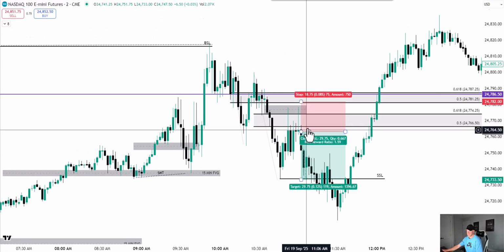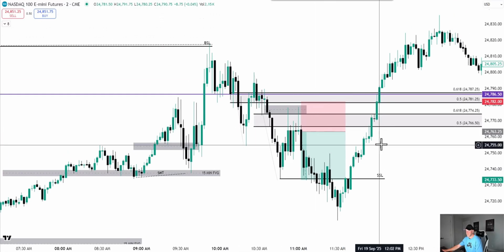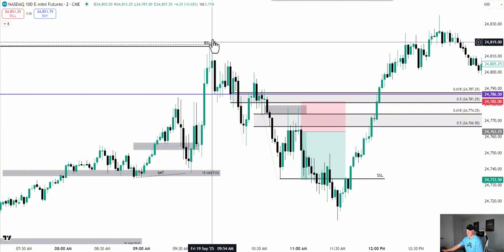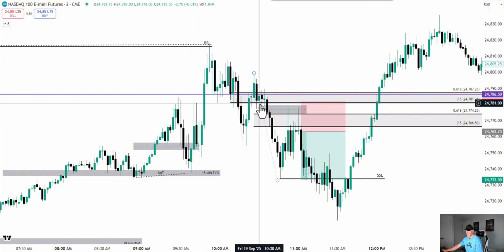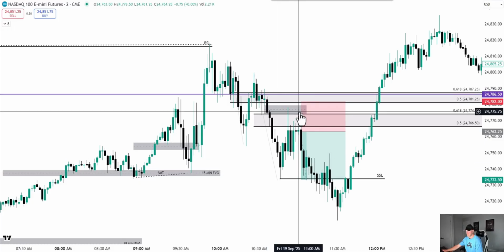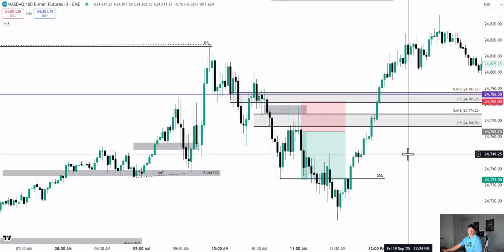Right here, this ICT level model, we're putting in lower highs. We've taken liquidity. We have the SMT. We're displacing below my level. We tap the discount area in our fair value gap. I'll take that. That's what I trade every day, right?